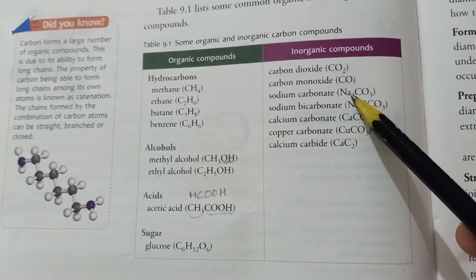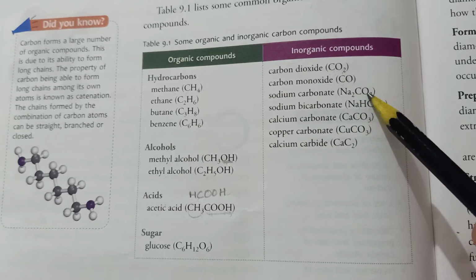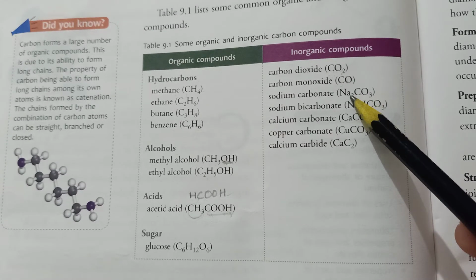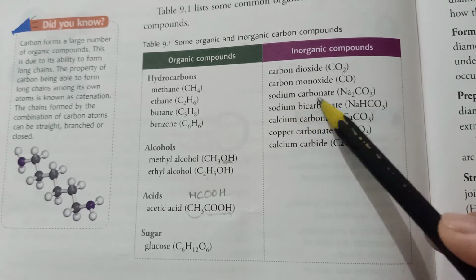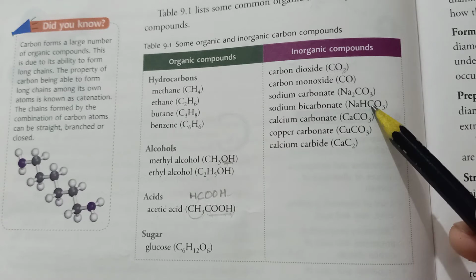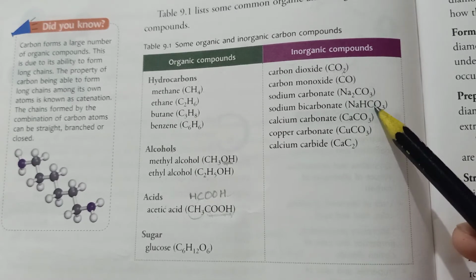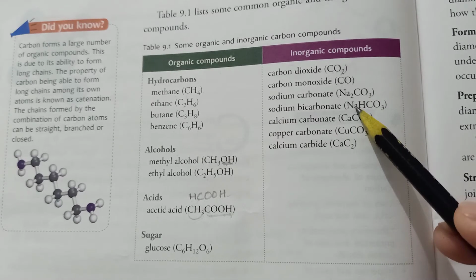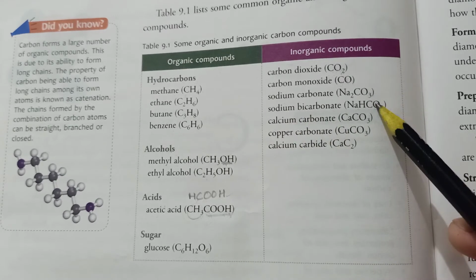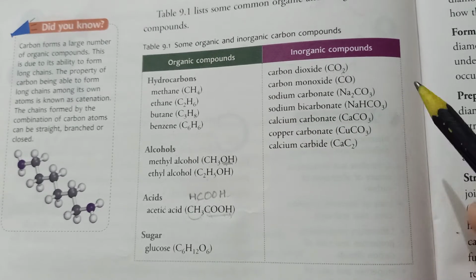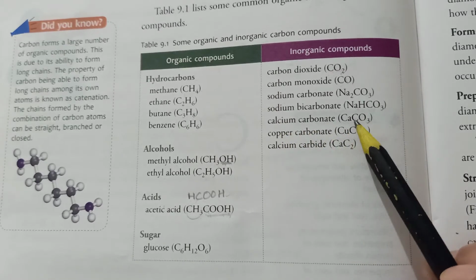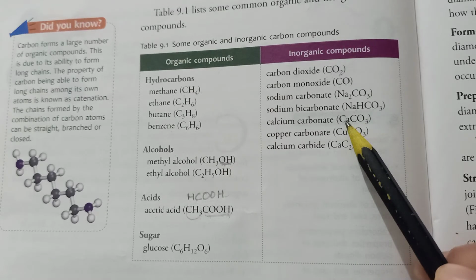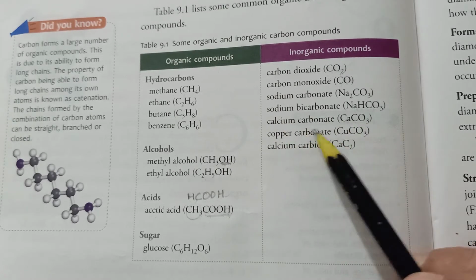Okay, so here when carbon combines with oxygen and metal sodium, this forms an inorganic compound, and the name of that inorganic compound is sodium carbonate. Carbon combines with hydrogen, oxygen, and with sodium, so it is sodium bicarbonate, the substance which we use to bake in our bakeries. Carbon combines with oxygen, again with metal calcium, so this is calcium carbonate, and so on.